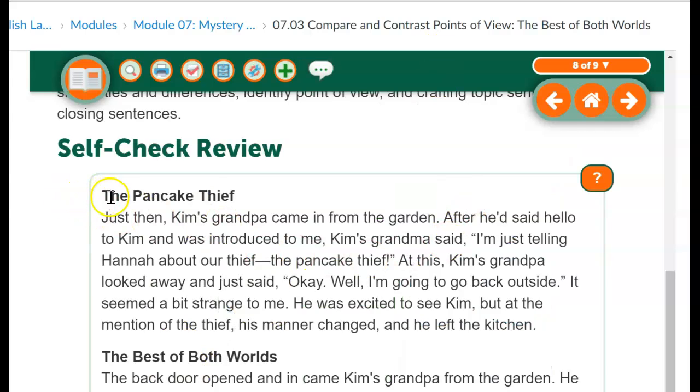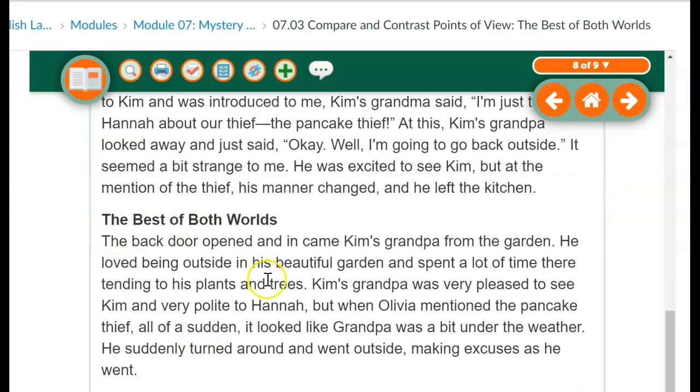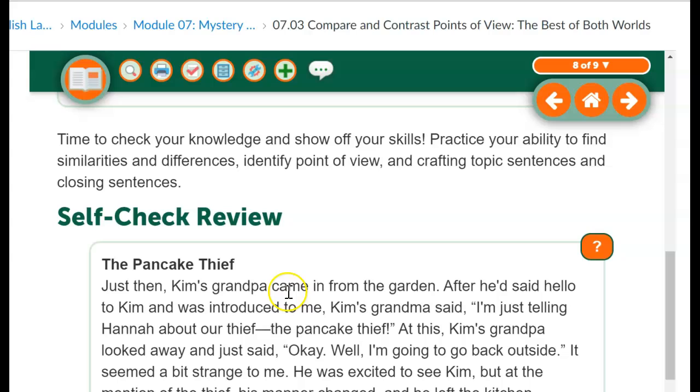So we're going to be comparing and contrasting the pancake thief and then another one, the best of both worlds. We're also going to be looking at the point of view. What's the point of view mean? We talked about this yesterday as well. We had first, second, and third. So point of view would be what?